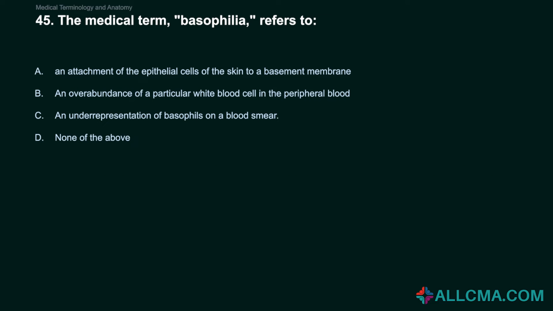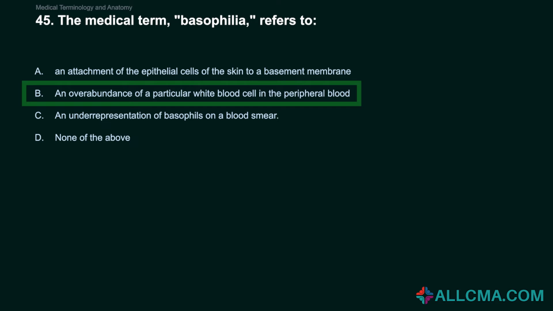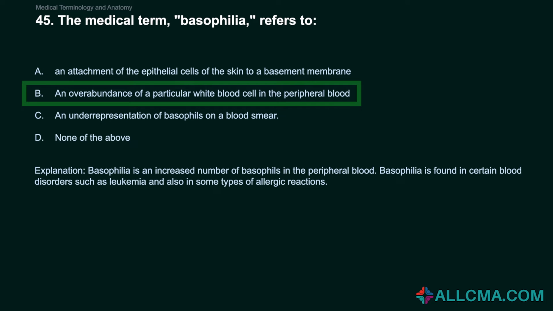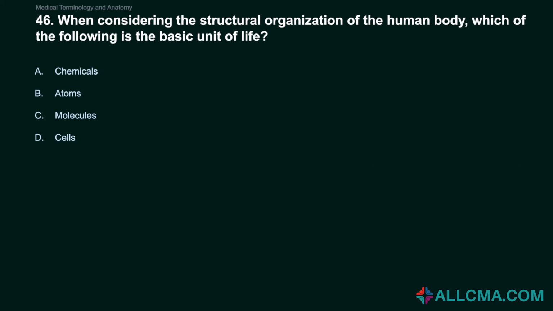45. The medical term, basophilia, refers to A. An attachment of the epithelial cells of the skin to a basement membrane. B. An overabundance of a particular white blood cell in the peripheral blood. C. An underrepresentation of basophils on a blood smear. D. None of the above. Correct answer, B. An overabundance of a particular white blood cell in the peripheral blood. Basophilia is an increased number of basophils in the peripheral blood. Basophilia is found in certain blood disorders such as leukemia and also in some types of allergic reactions.